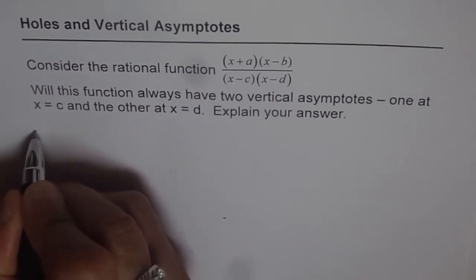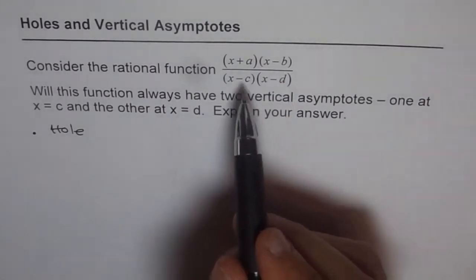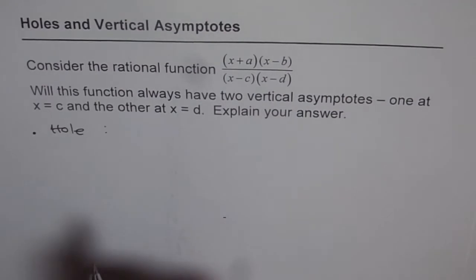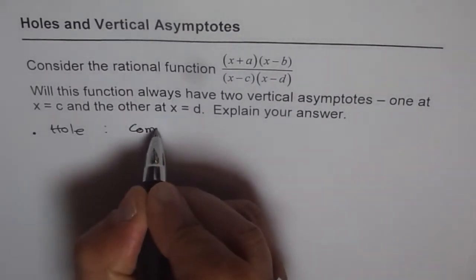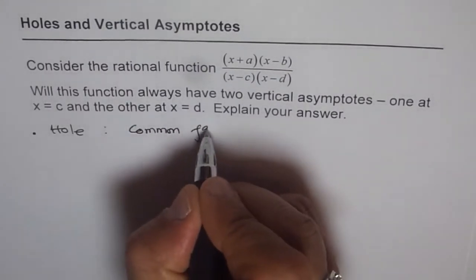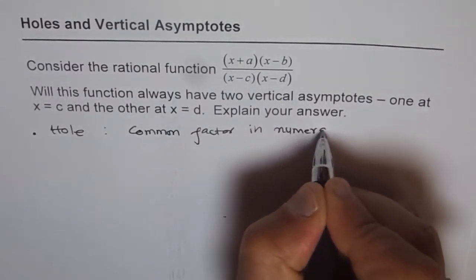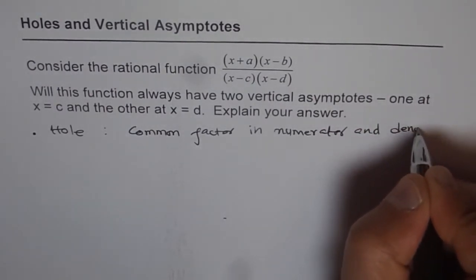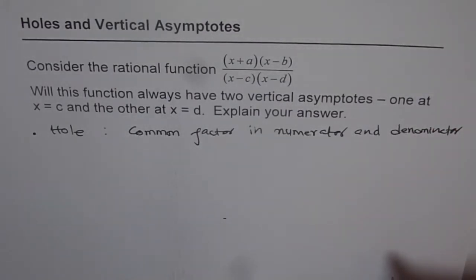So let me give you a hint here. When can you get a hole in this situation? What is the possibility of getting a hole from this kind of expression? That is the real answer for this question. You can get a hole in such a rational function if you have a common factor in numerator and denominator. Do you understand? Then you have a hole. You don't have a vertical asymptote, right?